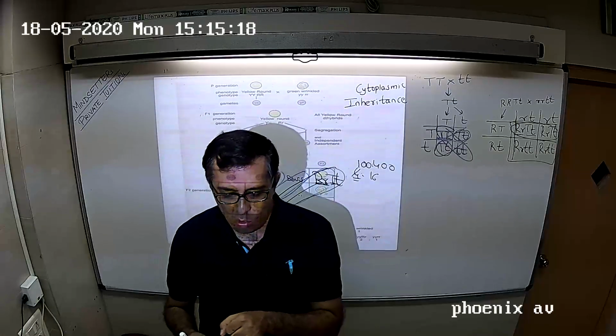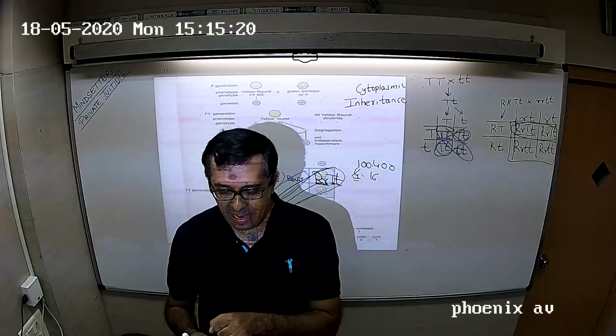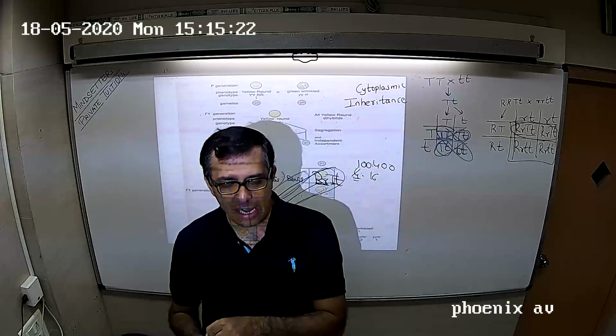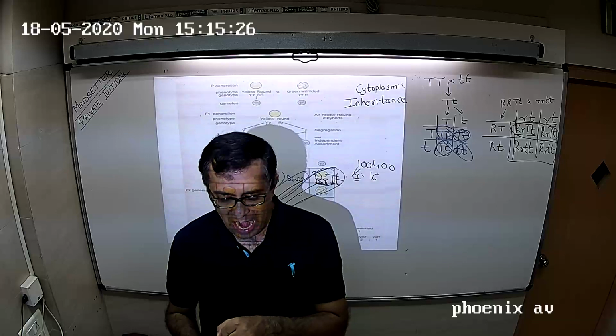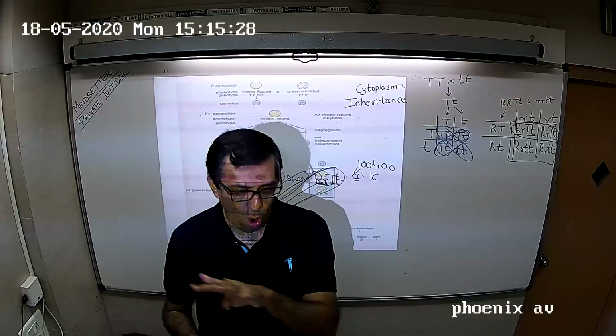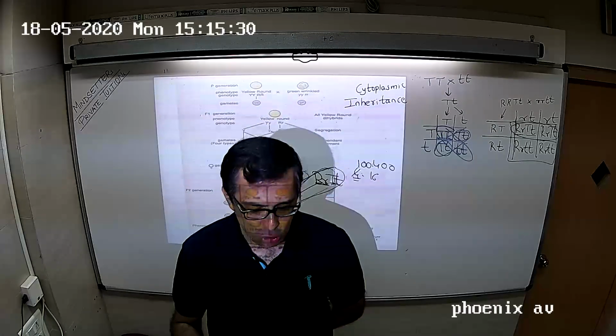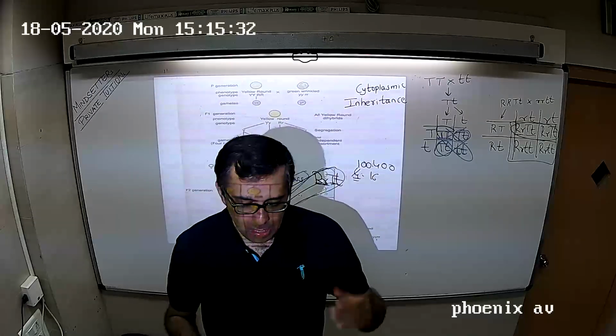Answer D: round seeds with yellow cotyledons, wrinkled seeds with yellow cotyledons, round seeds with green cotyledons, and wrinkled seeds with green cotyledons. All 4 in the ratio of 9:3:3:1.